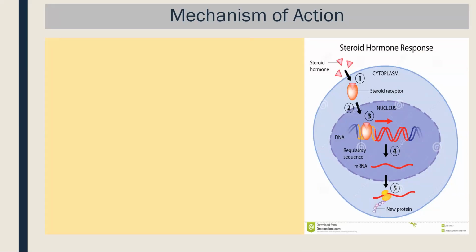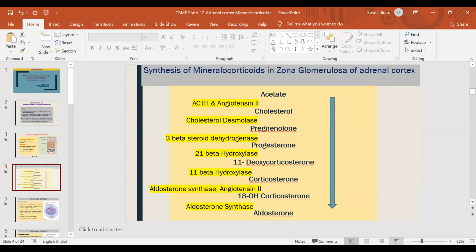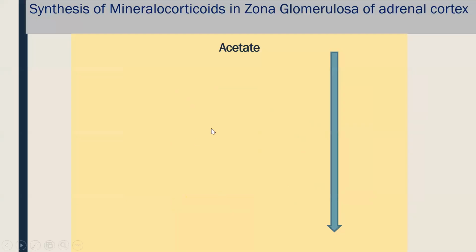Coming to the mechanism of action, we will see the biosynthesis first. Synthesis of mineralocorticoids in zona glomerulosa of adrenal cortex. So we begin with acetate. We have seen all these steps even when we discussed the glucocorticoids. In the presence of ACTH, the hormone produced by the anterior pituitary and tropic to the adrenal gland, and angiotensin, acetate is converted to cholesterol.